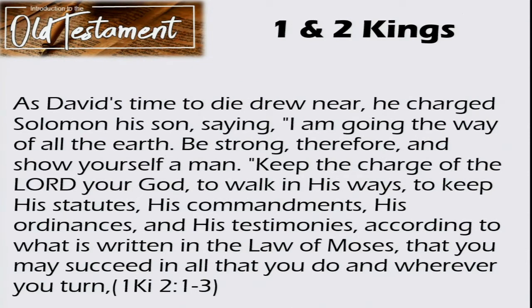As David's time to die drew near, he charged Solomon, saying, I am going the way of all the earth, which is to say, what? I'm going to die. Now, this is a fancy way of saying it. And so here's what he says to his son as he's going the way of all the earth. What is he encouraging him to do as he passes this mantle, the torch, over to Solomon? To remain faithful.